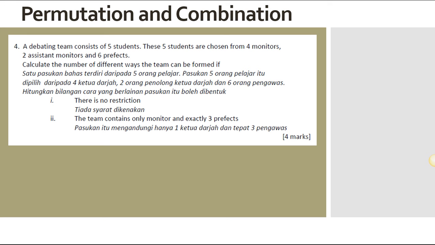Okay, fourth question. A debating team consists of 5 students, and these 5 students are chosen from 4 monitors, 2 assistant monitors and 6 prefects. Calculate the number of different ways the team can be formed if there is no restriction at all. In other words, you have to choose 5 out of the total number of students available, so you need to calculate the total number of students available.